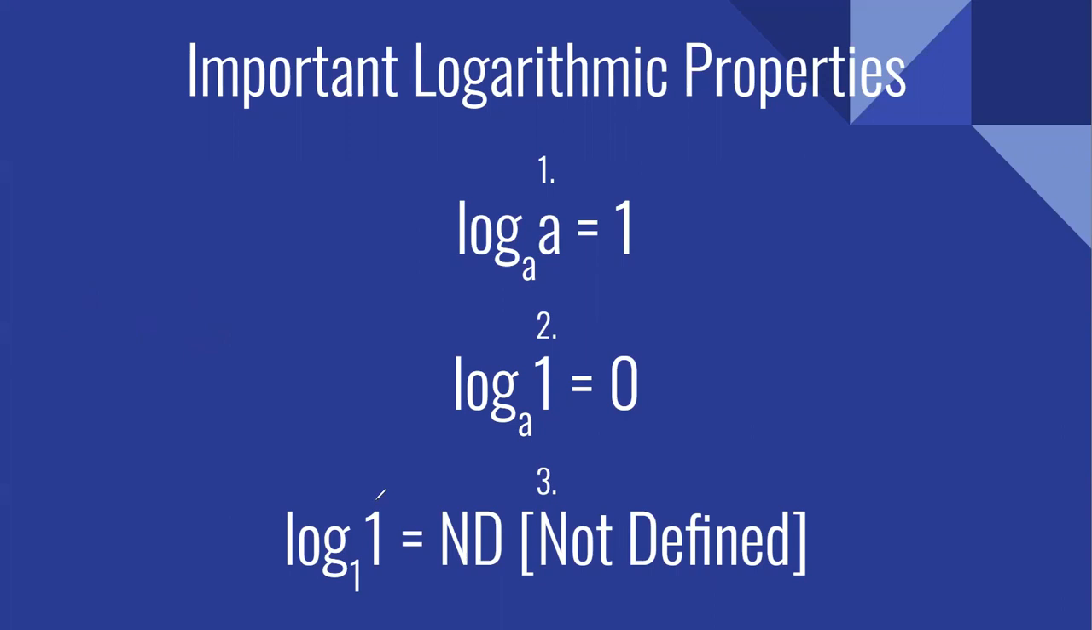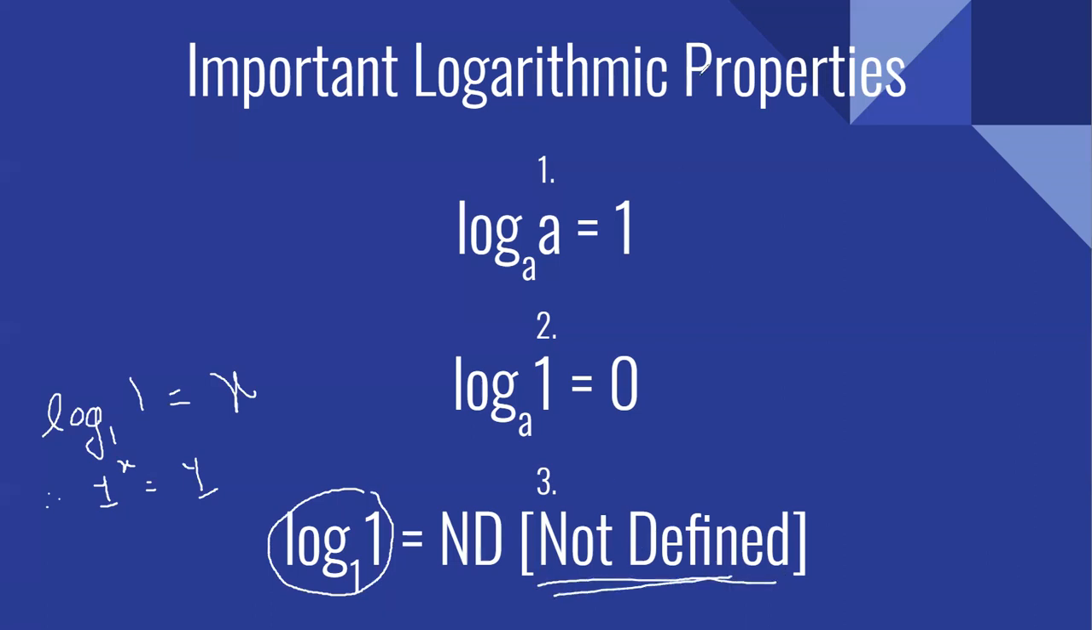Now let's look at what happens if a is 1. Let's say a is 1, and b is also 1 as in this case. If we convert it into an indicial equation, first of all, let's take the solution as x. Therefore, 1 raised to x is equal to 1. Now the problem here is the value of x can be any imaginable number. It can be 2, it can be 3, it can be 400, it can be 7,000, etc. Therefore, the answer of this logarithm is not defined.